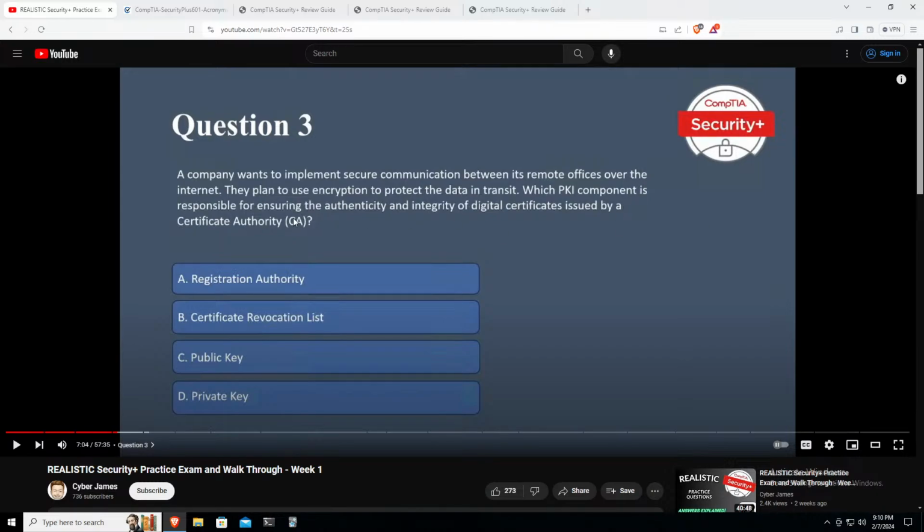Which PKI component is responsible for ensuring the authenticity and integrity of digital certificates issued by a CA? I believe this would be a registration authority.